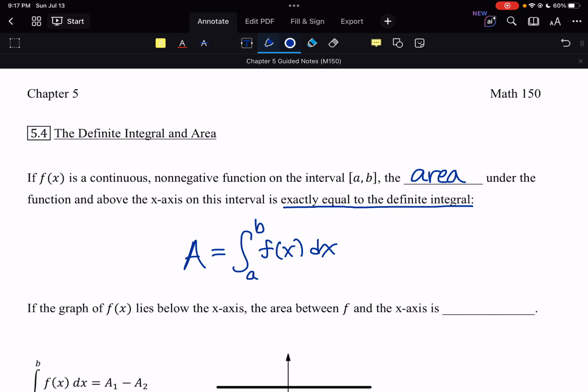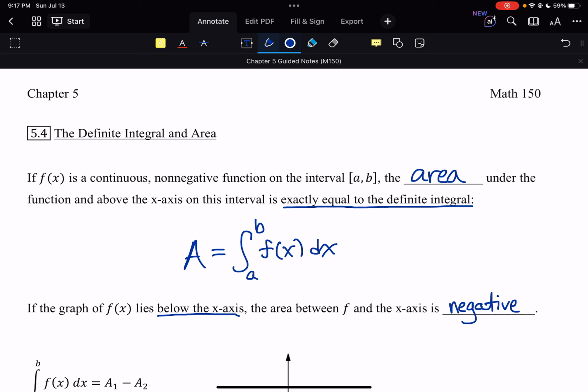So we can use integrals to interpret areas under a function, under a curve, and above the x-axis. This is why it's always giving us a numerical value. That numerical value is that area. But if a graph of f of x lies below the x-axis, then the area between f and the x-axis is negative.